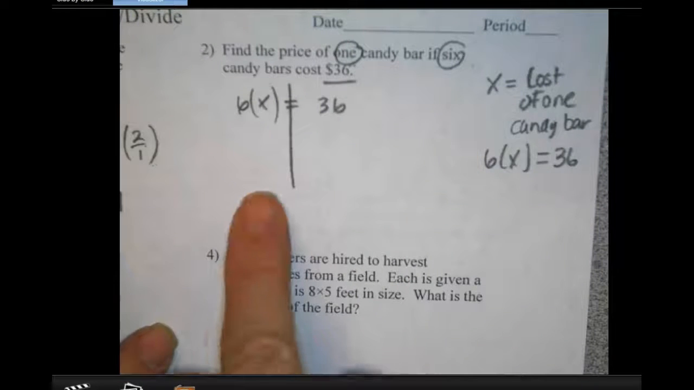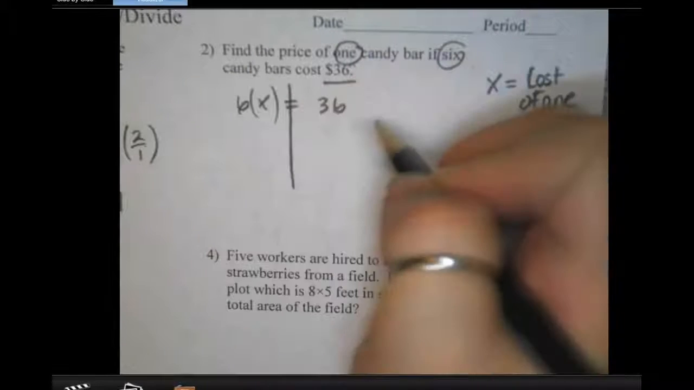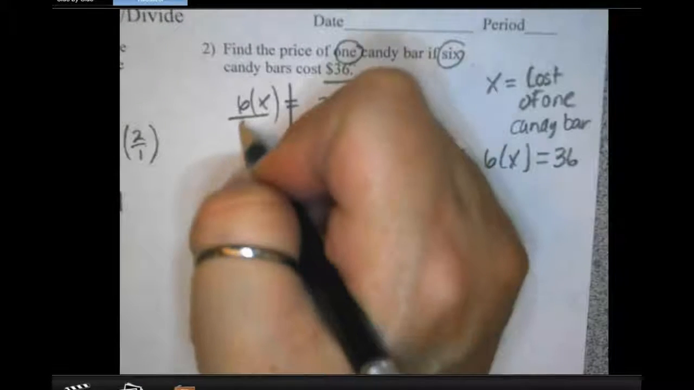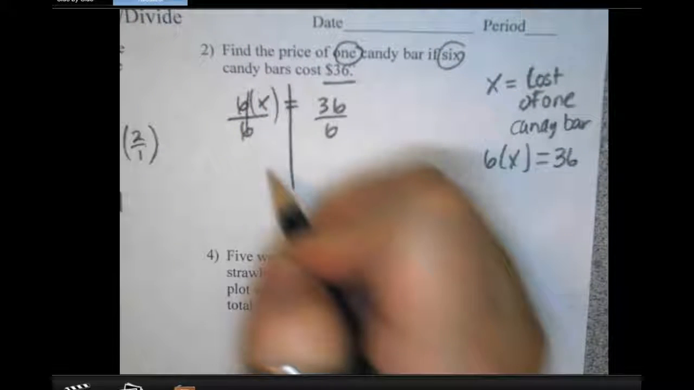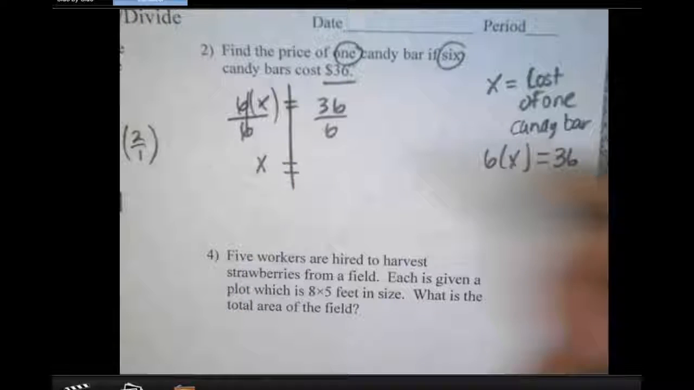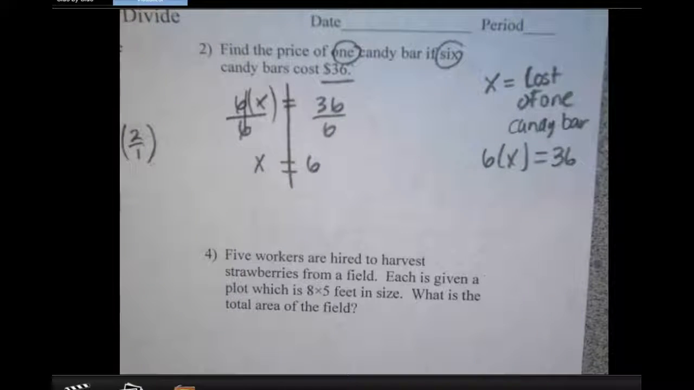What am I going to use to solve for x? I need to use division. So I'm going to divide both sides by 6. Right? This becomes 1. And then x is going to equal what? Andrew? 6. So, what's my answer going to be? In sentence form. Each candy bar costs $6. Beautiful, Greg. Each candy bar costs $6.